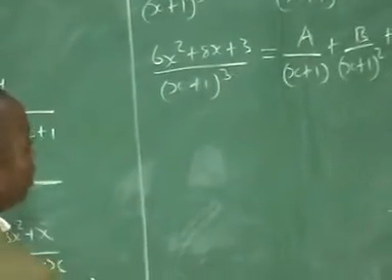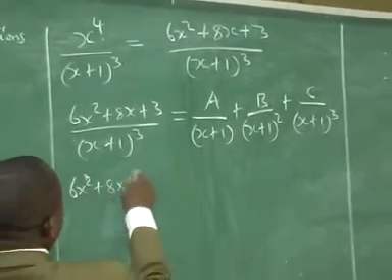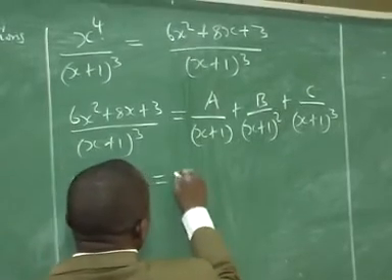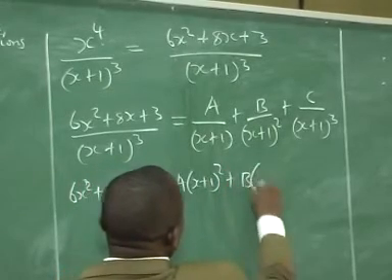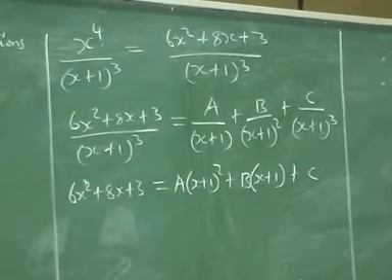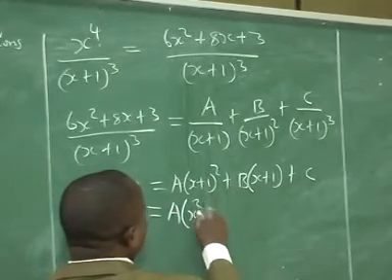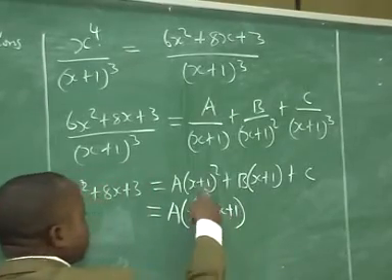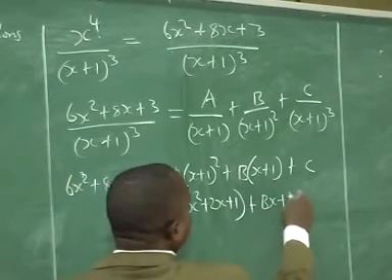So we can now see that 6x squared plus 8x plus 3 is the same as a(x + 1)^2 + b(x + 1) + c. So by expansion we have x squared plus 2x plus 1. This is the expansion of this bracket. Then use this to times b, we have bx plus b plus c.